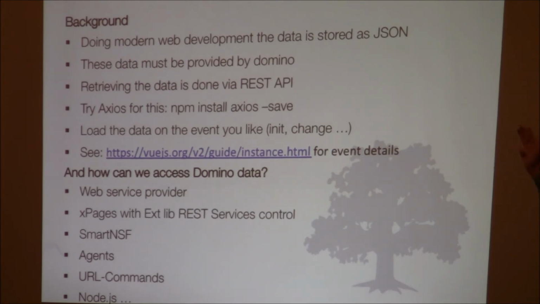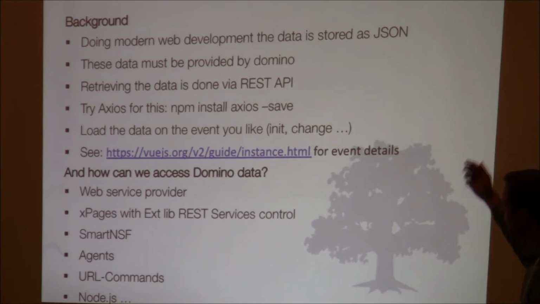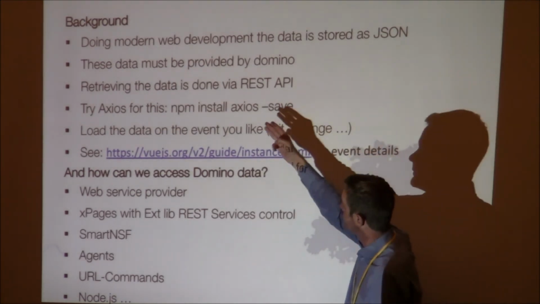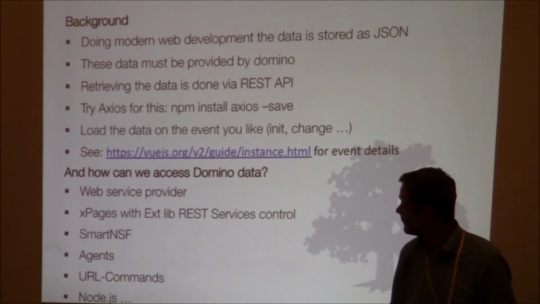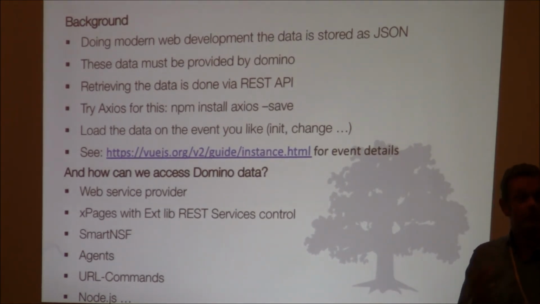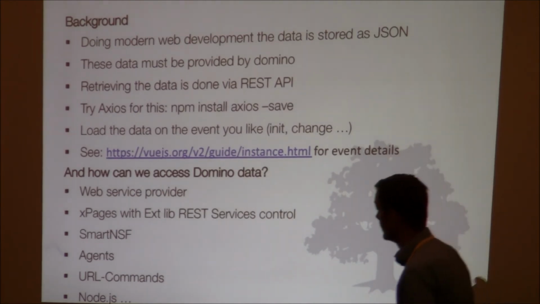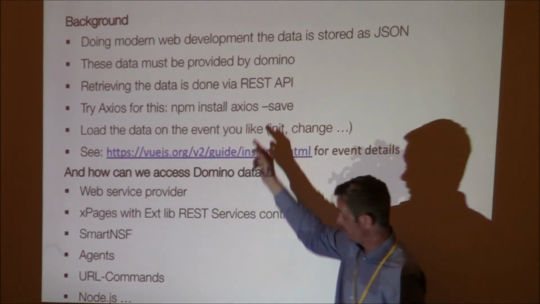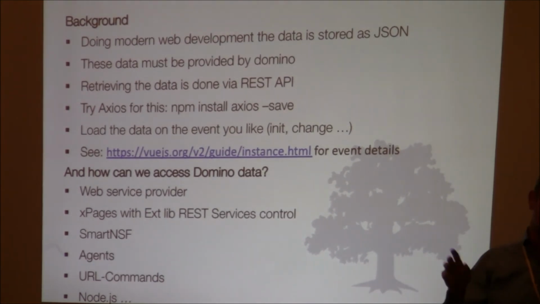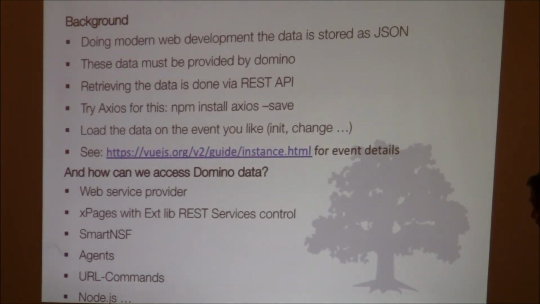Background: doing modern web development, the data is stored as JSON anytime. This data must be provided by Domino if you want to access Domino. Retrieving the data is done via REST API. Try Axios for this. If you want to install Axios, that was the tool I told you about before. To install it, npm install Axios. Very easy. Then you have the module, then you can use it.